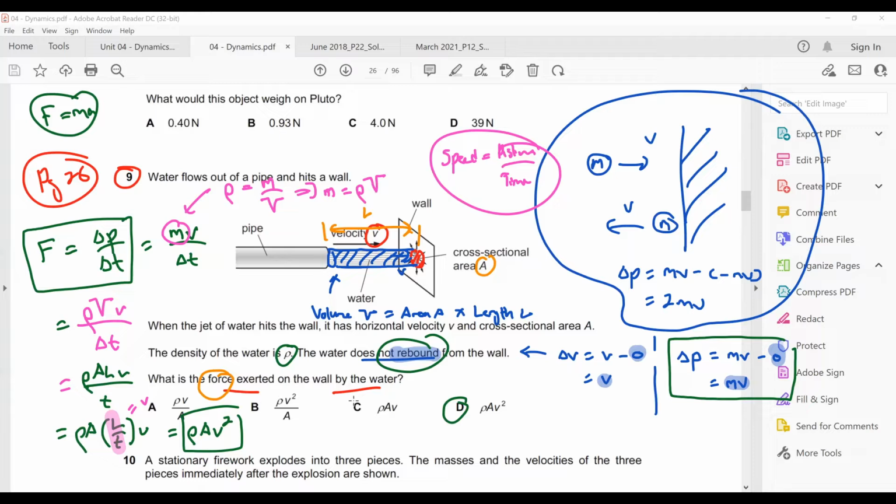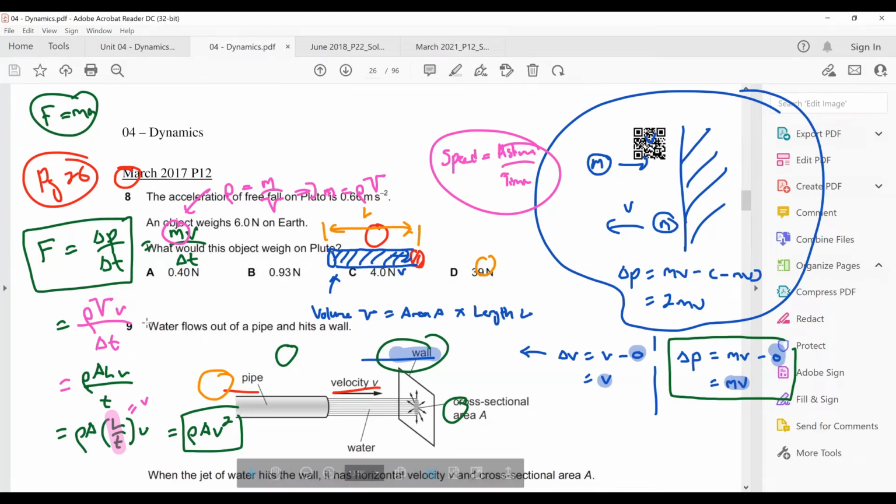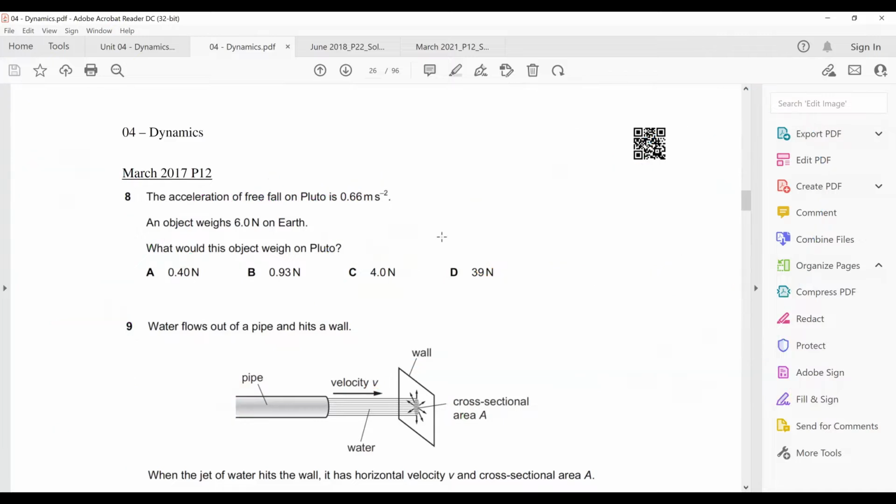Okay, right, so that one is okay. Then let me just have a look at something else. Now, it's still on the same page. Let's try to do something that's related to weight. Still the same page, page 26. It's actually the question before this, the one that you just did.